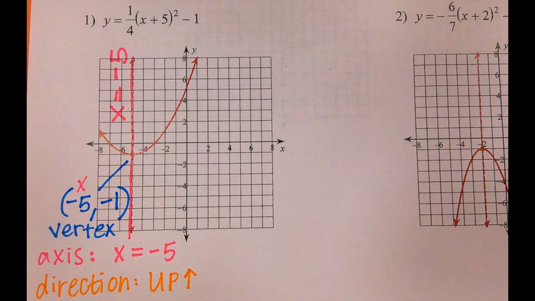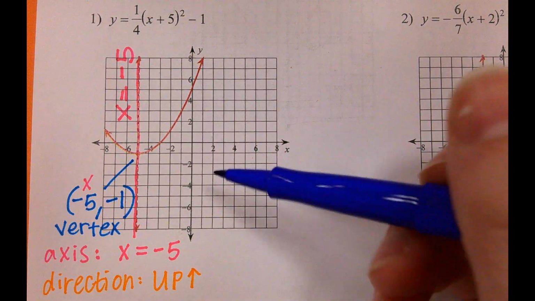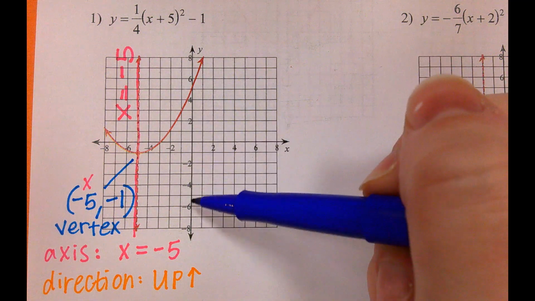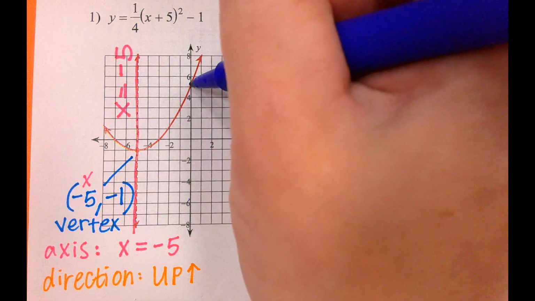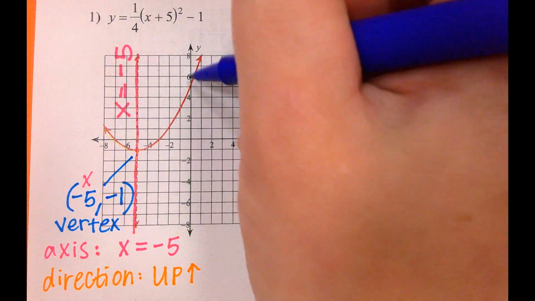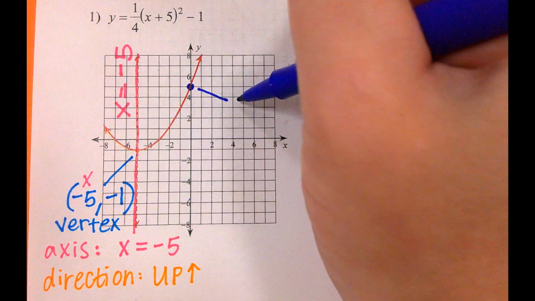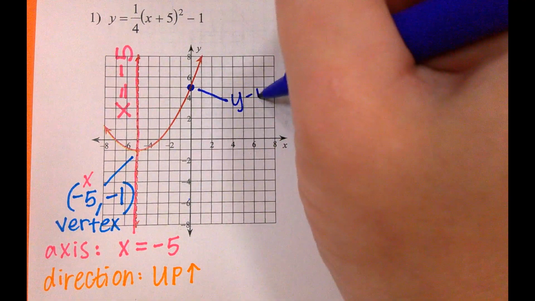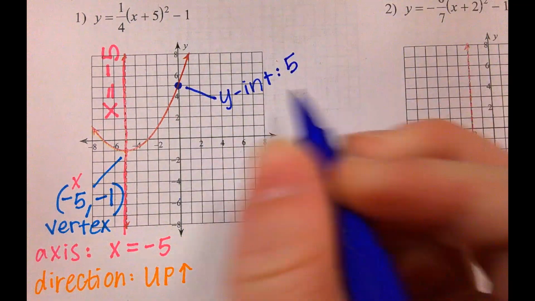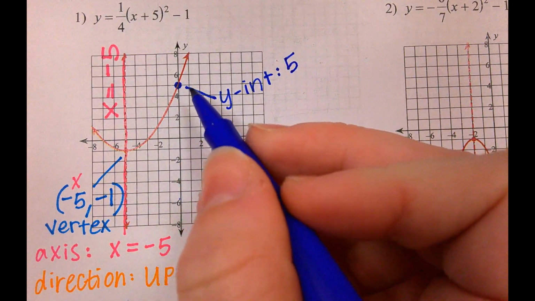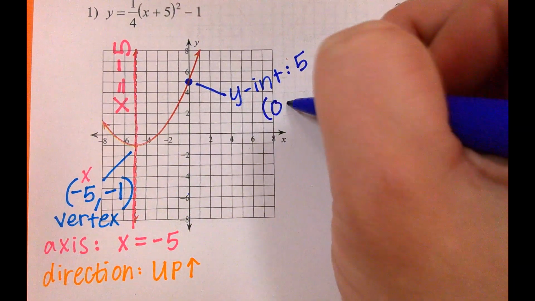Now we're looking for the y-intercept. Where do we touch the y-axis? +5. Yes, +5. Right here, my line goes right in between 4 and 6. I would say this is about 5. So my y-intercept is 5. If I wanted to write this as a coordinate, what would that coordinate be? 0, 5. Good.